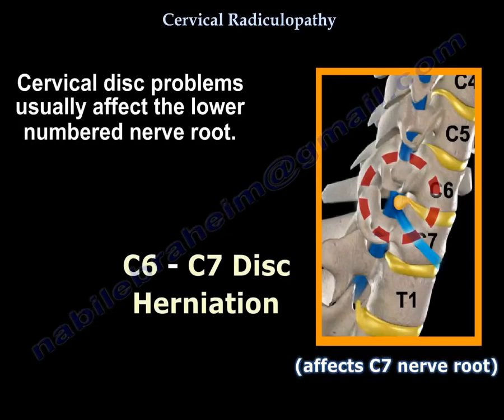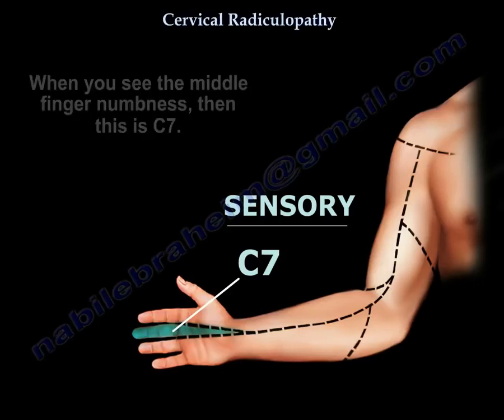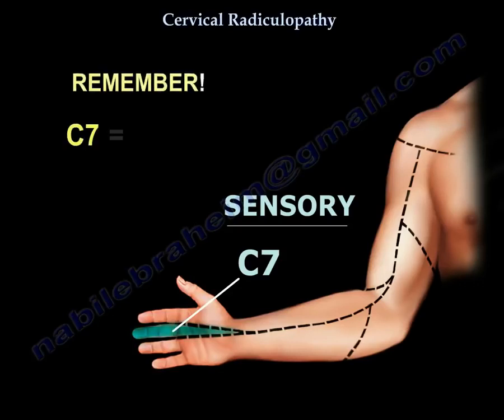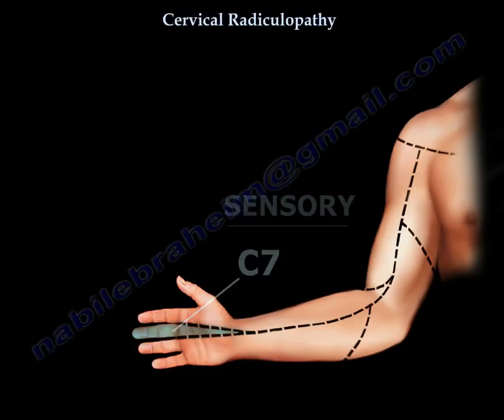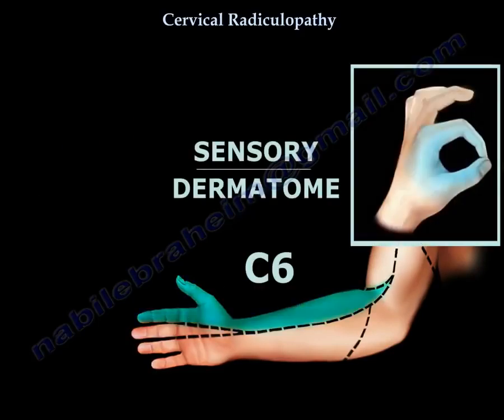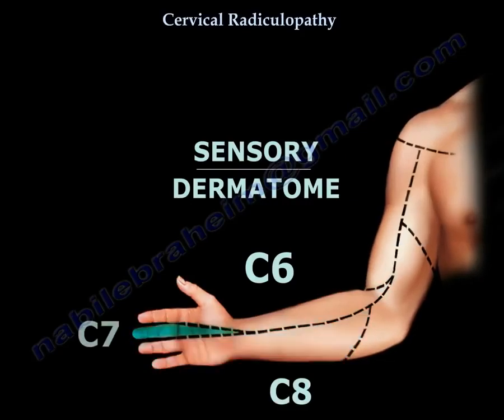The cervical disc problems usually affect the lower numbered nerve root, such as C6, C7. Herniation will affect C7 nerve root. When you see the middle finger numbness, then it is C7. Just remember, C7 is the middle finger. If you see the middle finger in a test exam, it is C7. Go one way on the fingers will be C6. Go the other way will be C8. The middle finger is C7.